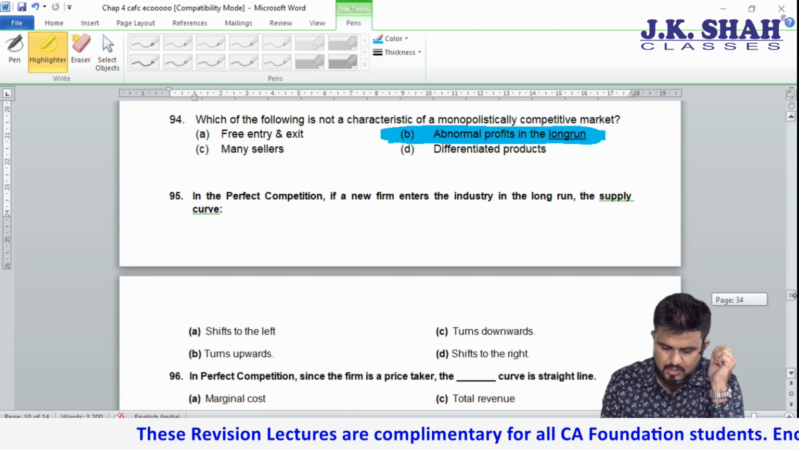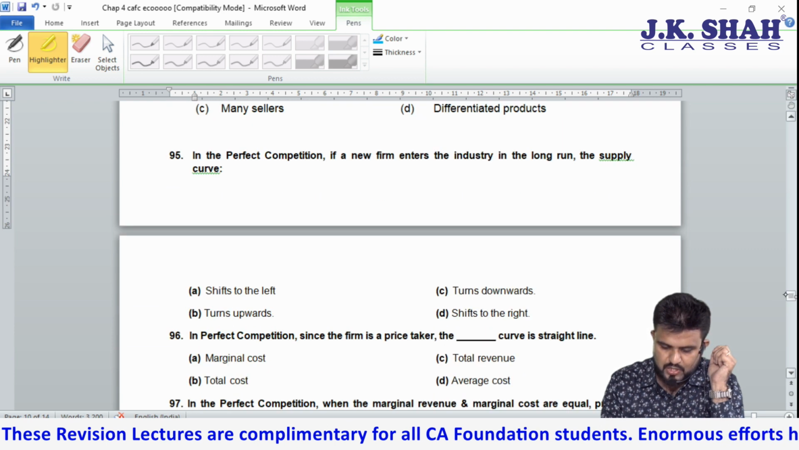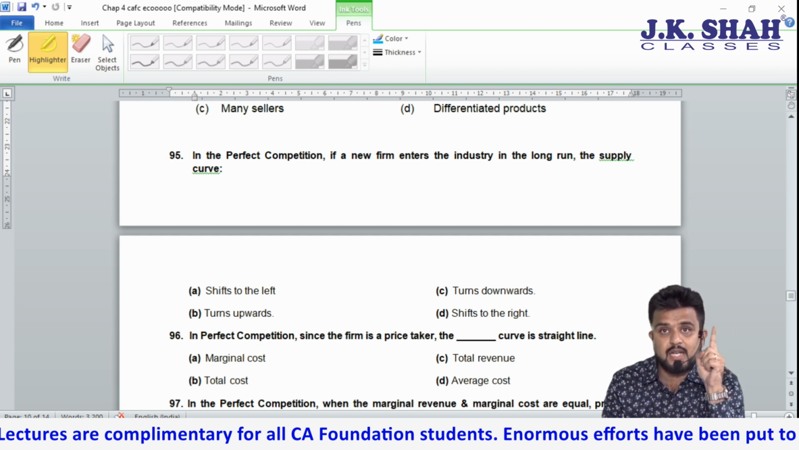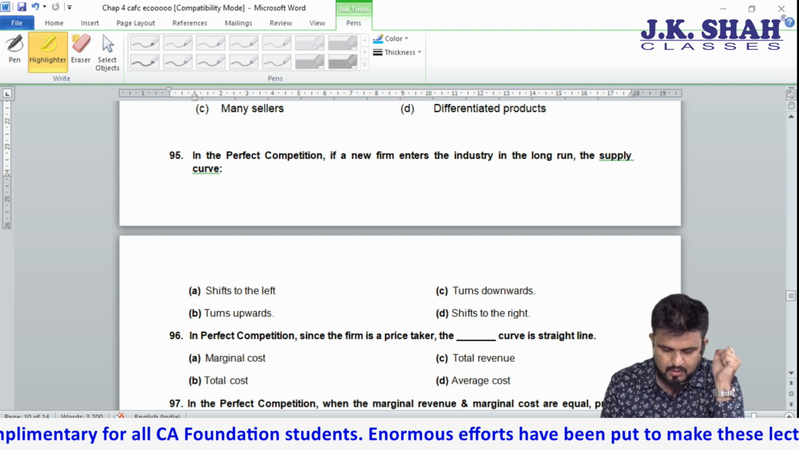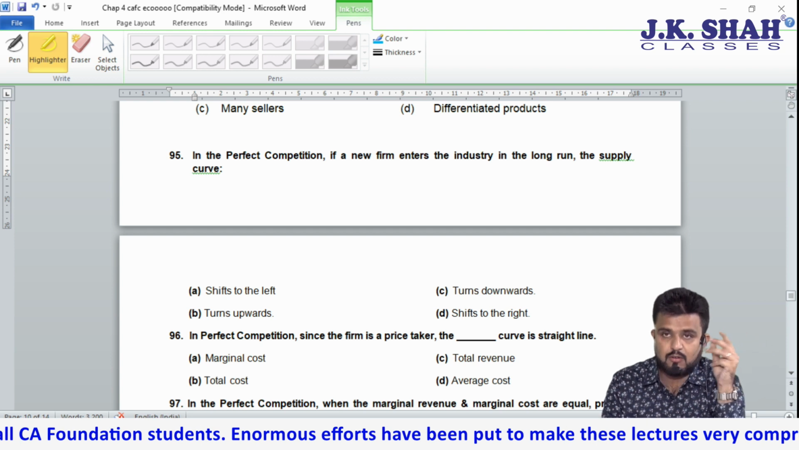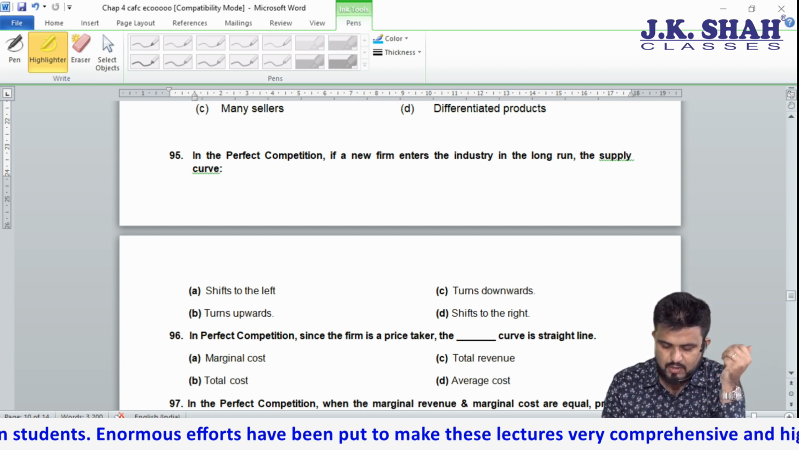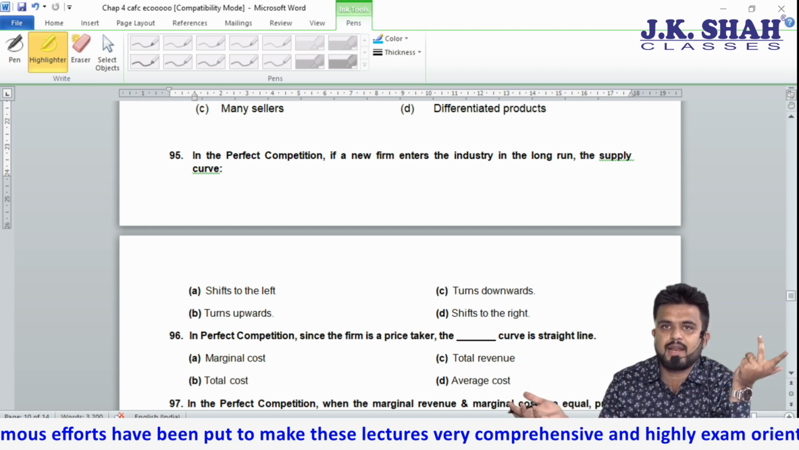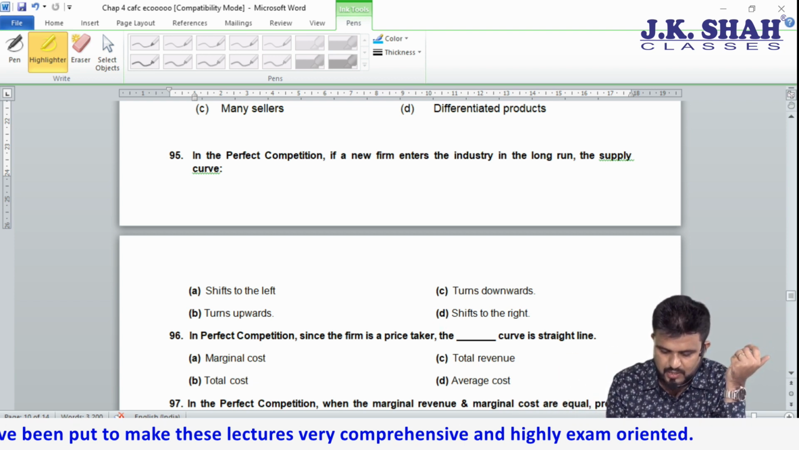Next. In perfect competition, if a new firm enters the industry in long run, what will happen to the supply curve? It will shift to the right because new firms are entering.